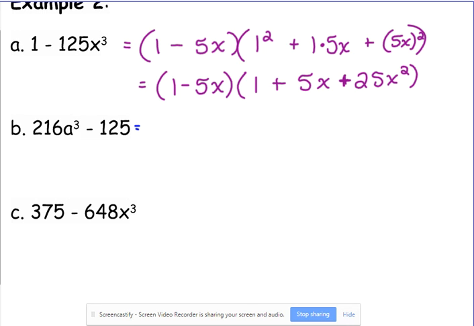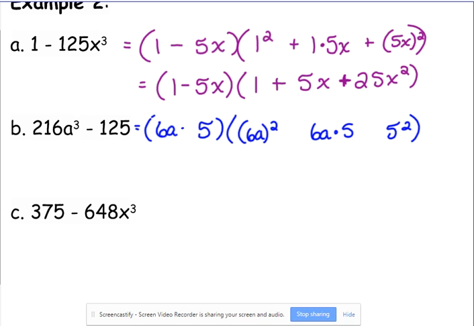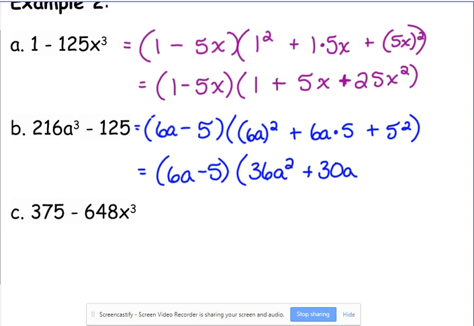216a cubed minus 125. Those are both perfect cubes, so probably don't have to worry about a GCF here. 216 would be 6 cubed. That one had the variable, so 6a. 125 is 5 cubed. So we square the 6a, we multiply the 6a and the 5 together, and then we square the 5. So same, opposite, always positive. So we've got 6a minus 5 times 36a squared plus 30a plus 25.